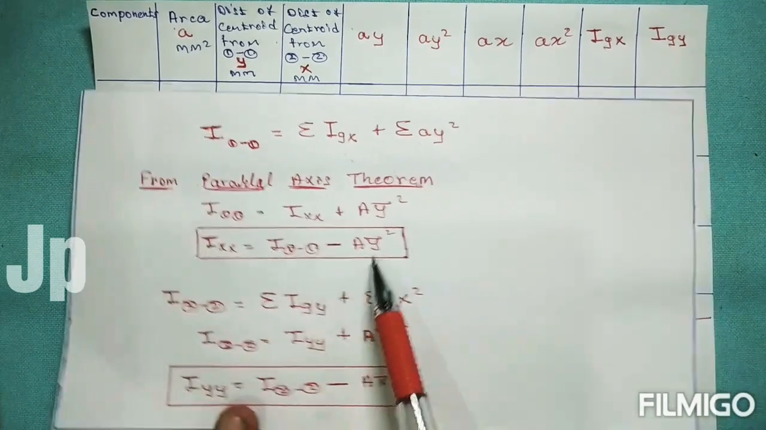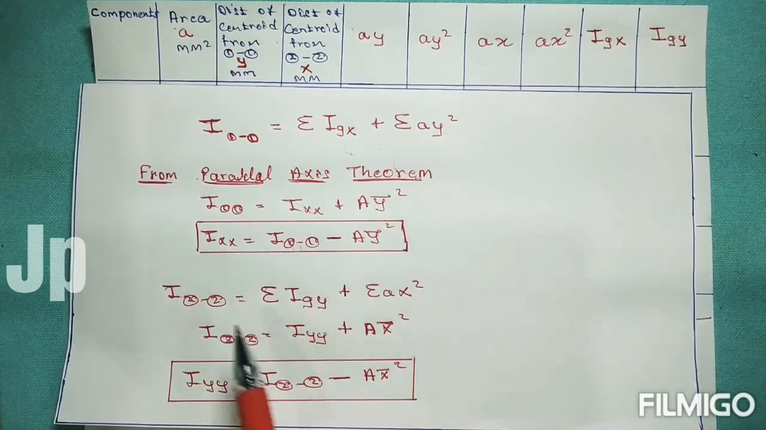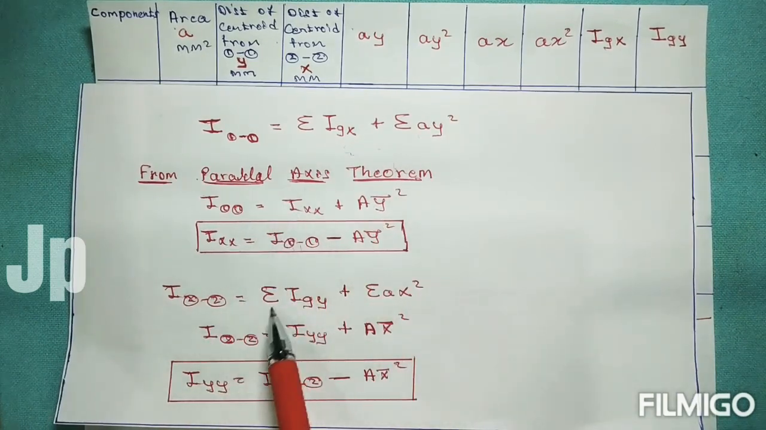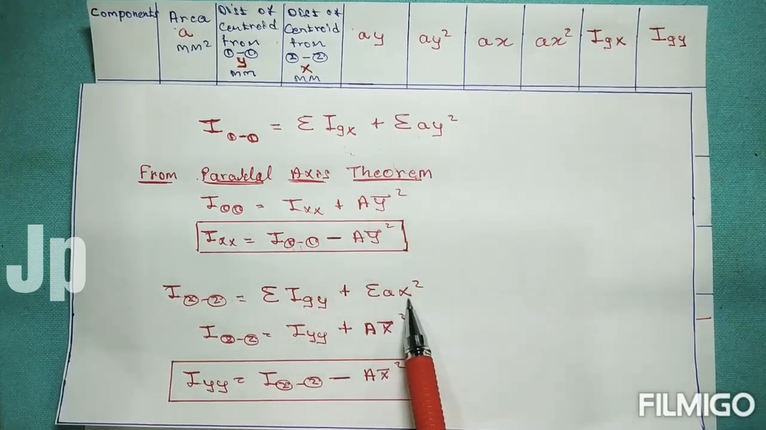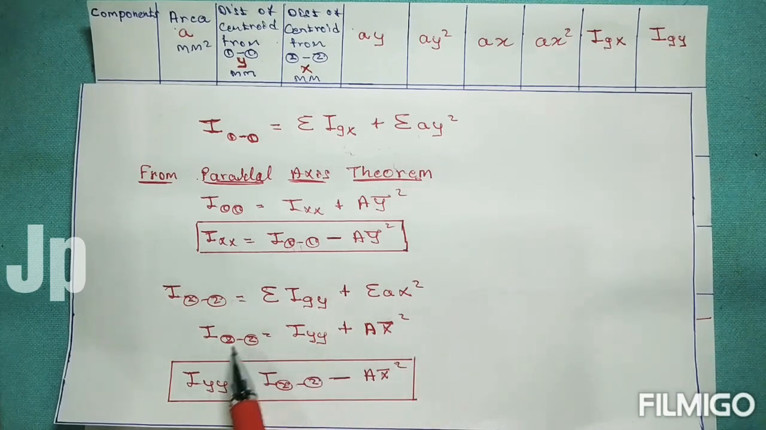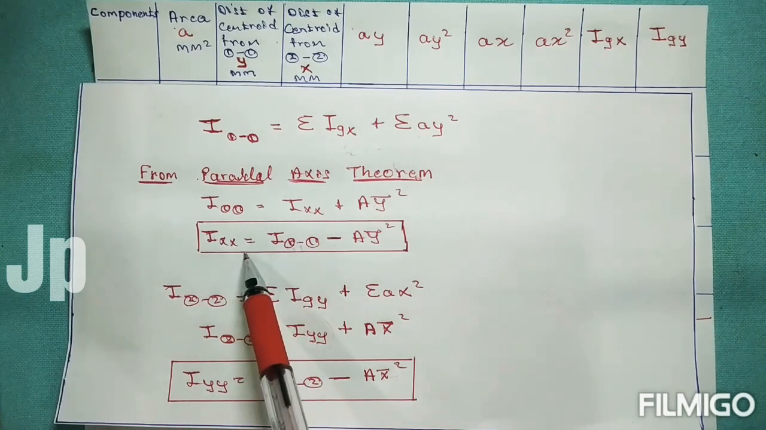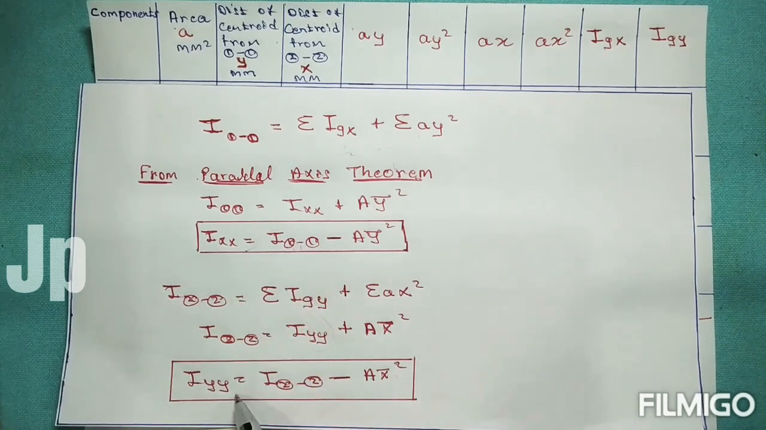So you can see here with respect to reference axis 2 2, opposite to this. So here Igx, here Igy, here summation of Ay square, here summation of Ax square. So next the rearrangement: from the parallel axis theorem we will get I22 is equal to Iyy plus Ax square. So we need the moment of inertia along the y axis. So Iyy is the moment of inertia with respect to reference axis 2 2 minus Ax bar square, the CG distance along the x axis. So like that you have to find the moment of inertia along the x axis and the moment of inertia along the y axis.